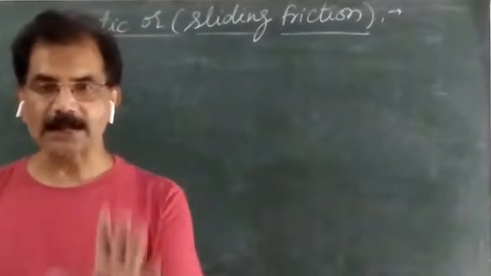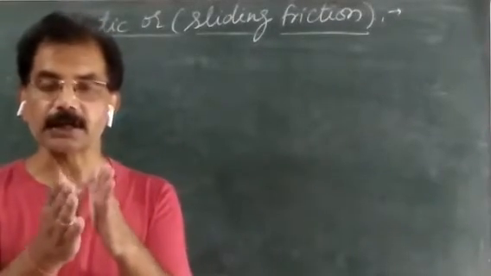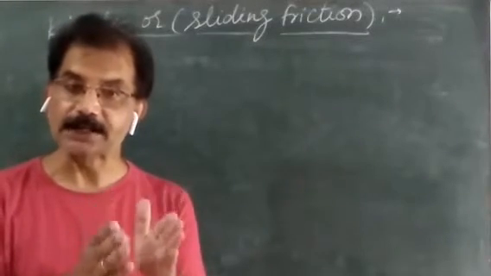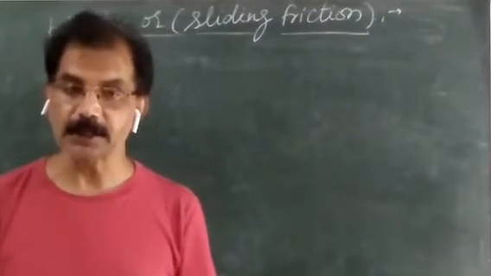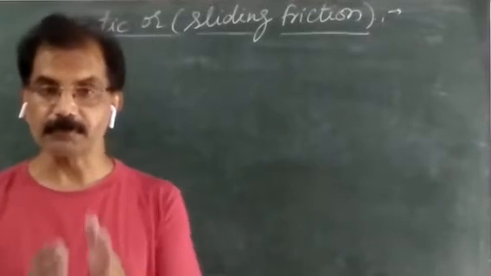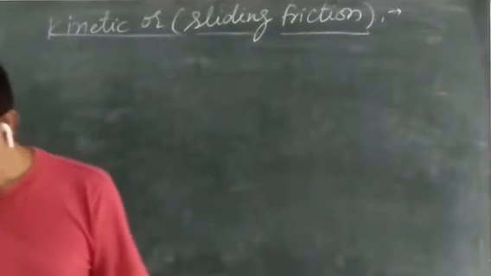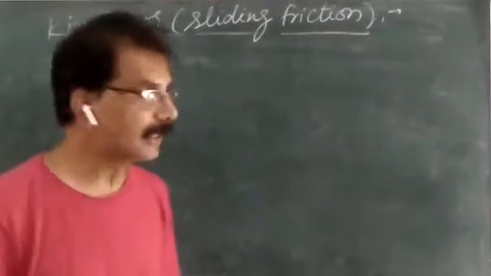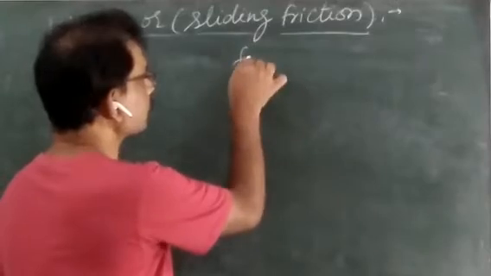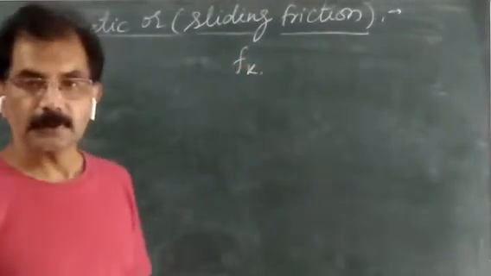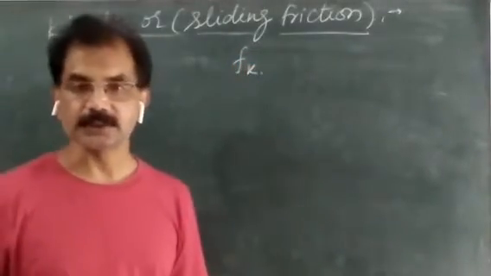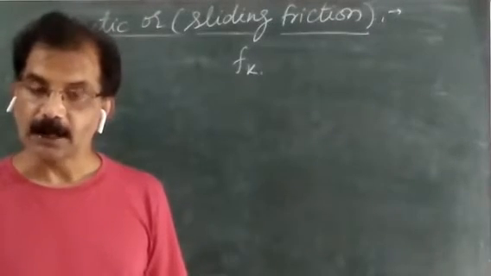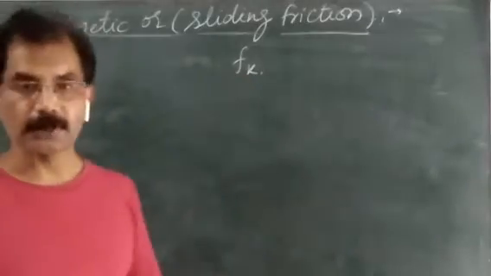The force acting between two surfaces in relative motion is called what here? Kinetic or sliding friction. Again, listen here. The force acting between the two surfaces in relative motion is called kinetic or sliding friction, and it is denoted by Fk. This kinetic friction is slightly less than the static friction, and we can also experience it in our daily life.